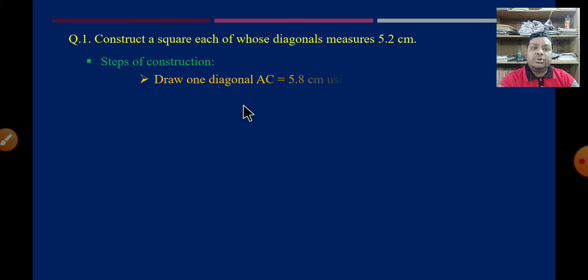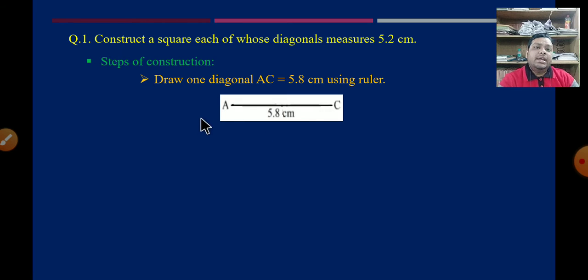Now students, you can see what we will do first. Since the sides are not given, we will draw the diagonal. We can name it AC. We can't take AB because AB can't be a diagonal; one letter we have to skip. So AC we have drawn 5.8 centimeter. After that, what will we do?